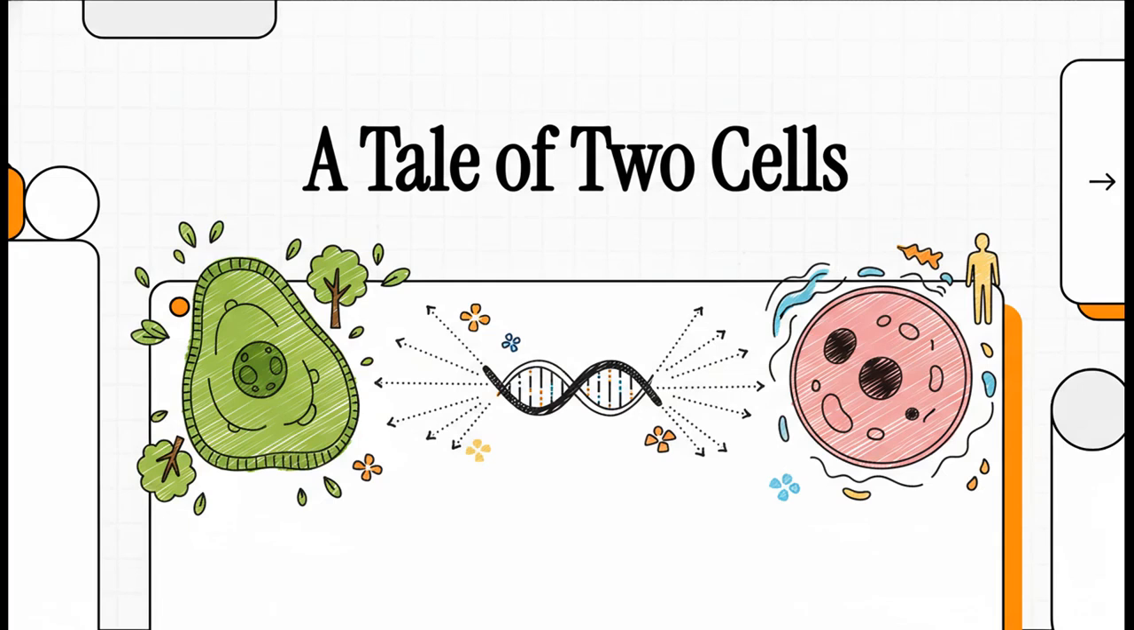Have you ever really stopped to think about what you're made of? I mean, really made of. Or what about a giant redwood tree? It turns out it all comes down to the exact same fundamental thing, the cell. These tiny, amazing little structures are the blueprints for all life. And today, we're going to unlock the secrets of two of the most important types.